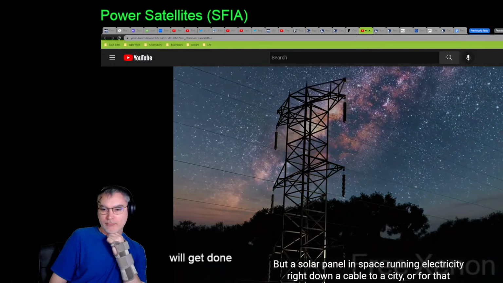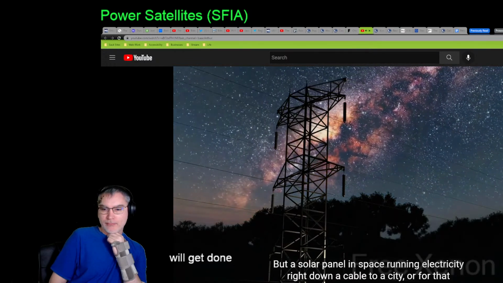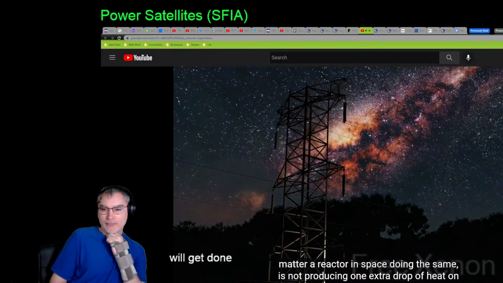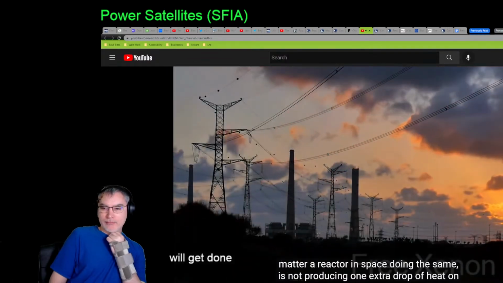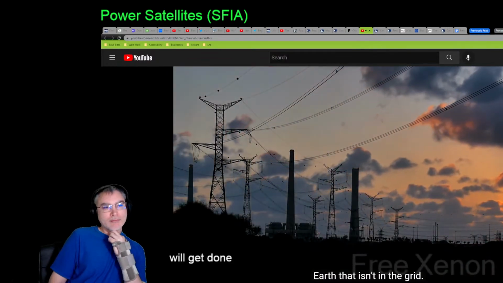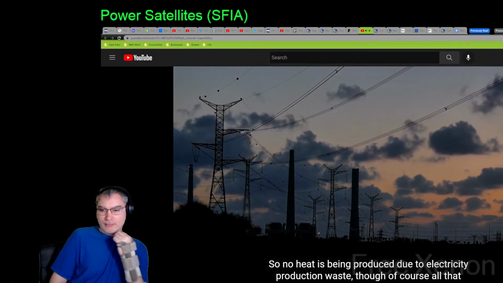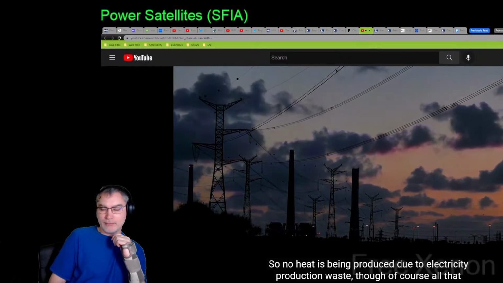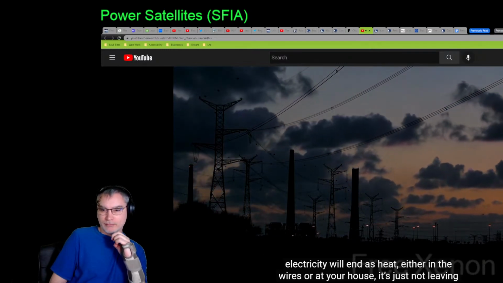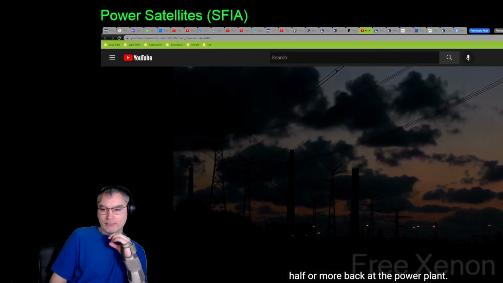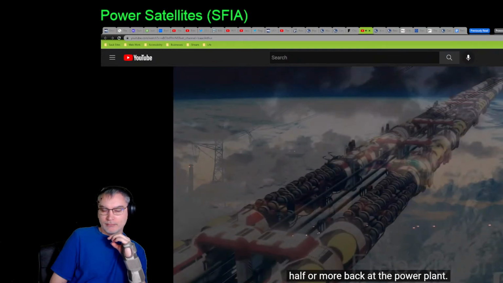But a solar panel in space, running electricity right down a cable to a city, or for that matter a reactor in space doing the same, is not producing one extra drop of heat on Earth that isn't in the grid. So no heat is being produced due to electricity production waste, though of course all that electricity will end as heat, either in the wires or at your house. It's just not leaving half or more back at the power plant.